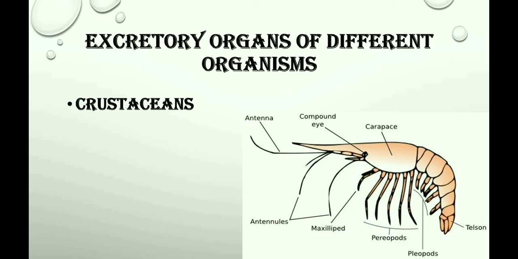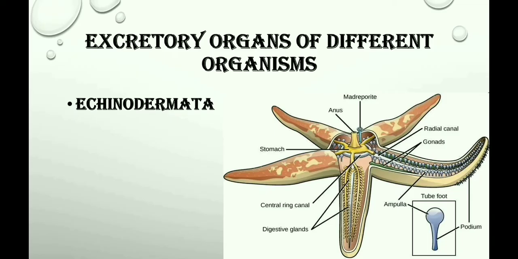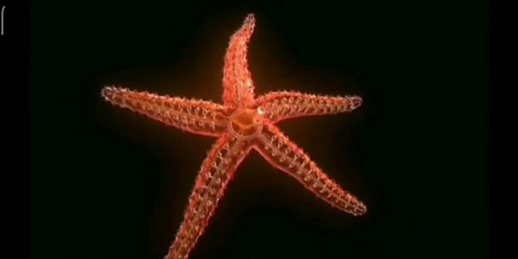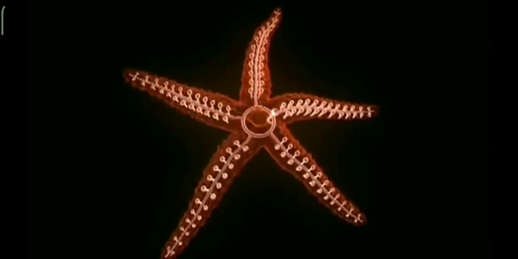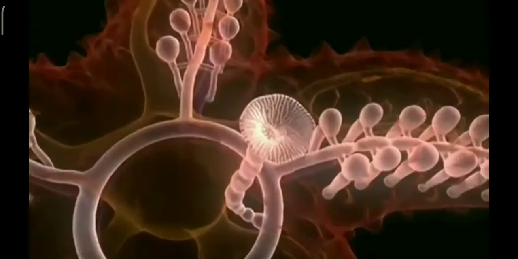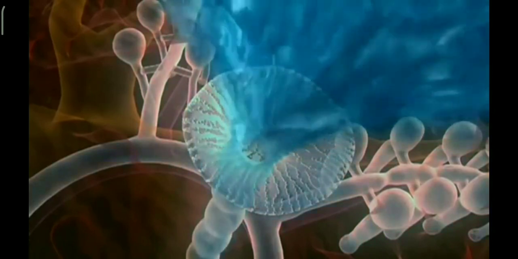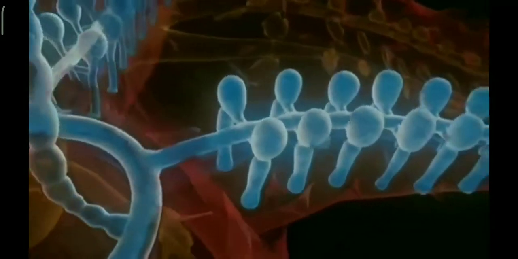Crustaceans. Crustaceans have green glands as excretory organs. Echinodermata. Example, starfish. Members of this phylum do not have any specialized excretory organs. But here, the waste material directly diffuses into water through tube feet, which are present all over the body.